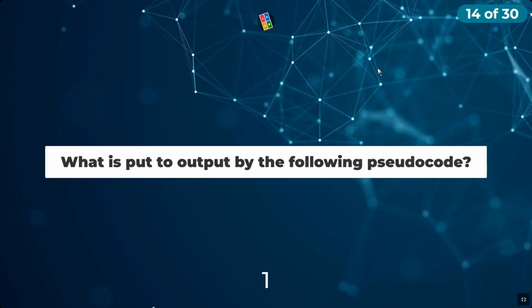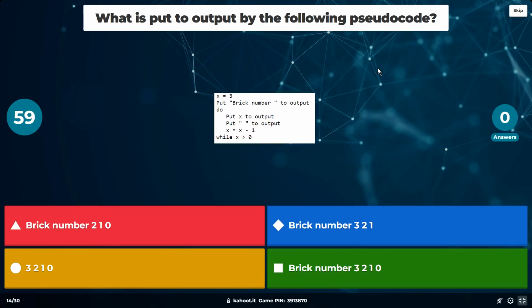14, what is put to the output by the following pseudocode? So this is coming out of the loop section, but you could also expect to see something like this in the algorithm section. The algorithms are certainly going to have things where they expect you to be able to follow the flow of the program and determine the output, determine the ending value. So you have lots of time for this question. I believe a full 60 seconds to look this over.